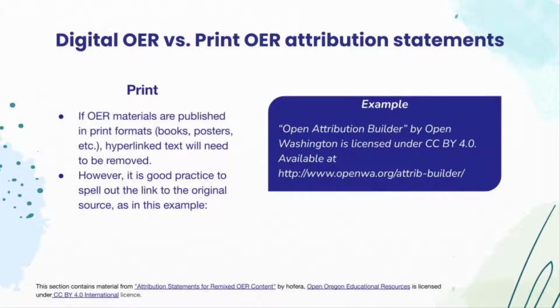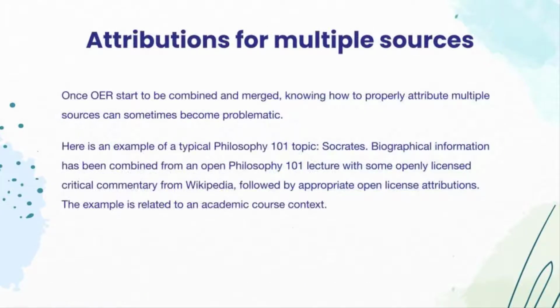If OER materials are published in print formats, books, posters, etc., hyperlink text will need to be removed. However, it is good practice to spell out the link to the original source, as in this example. Once OER start to be combined and merged, knowing how to properly attribute multiple sources can sometimes become problematic.